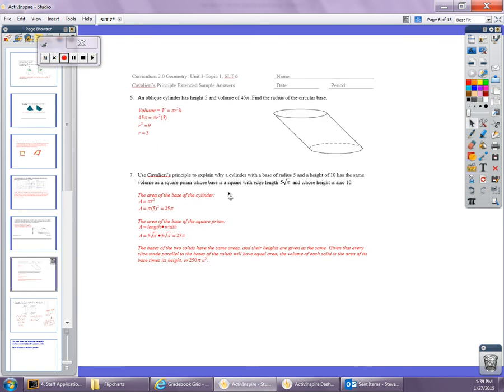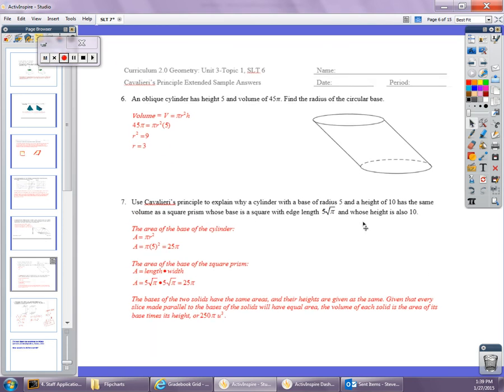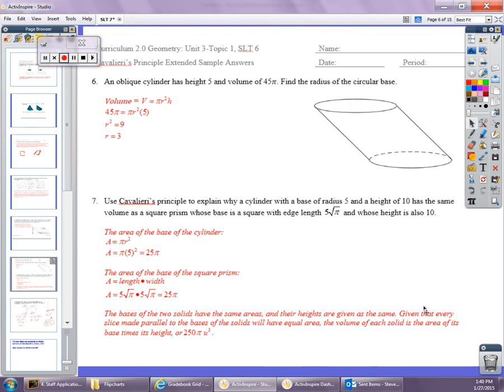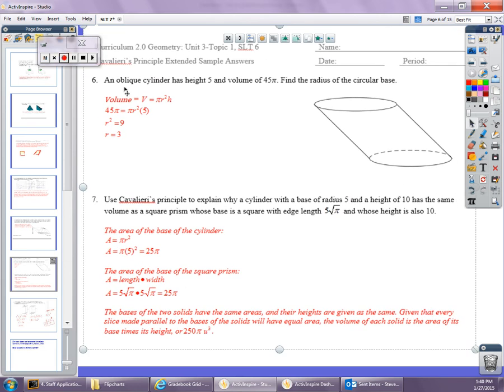Here, these two parts are really important. The wording and the work, please make sure you take a good look at what they did to solve both these problems. These are really important because you're finding the volume. And again, an oblique cylinder has the same volume as a right cylinder because of Cavalieri's principle.